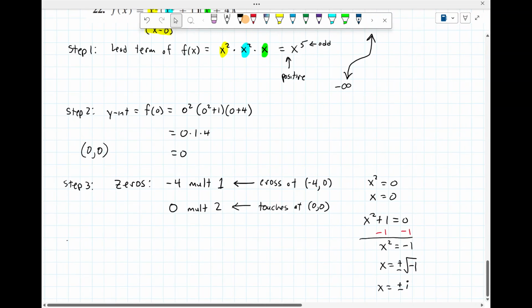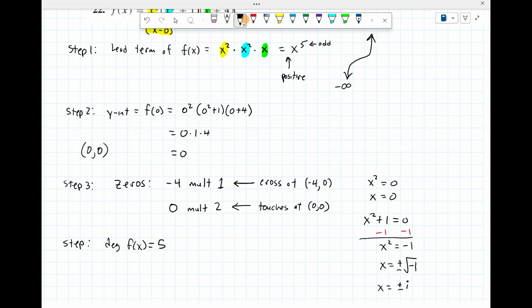All right, step 4 is just to figure out the maximum amount of turning points. Since the degree of f of x is equal to 5, the max number of turning points is one less than that, which is 4. And again, the way we get the degree is by looking at the lead term. Look at the exponent. That will be the degree of this function.